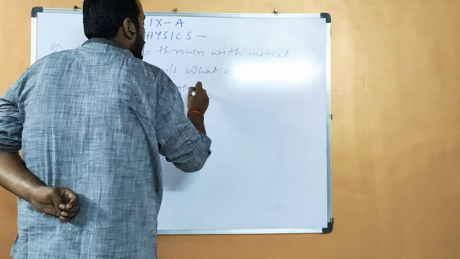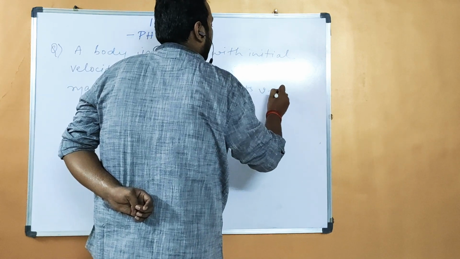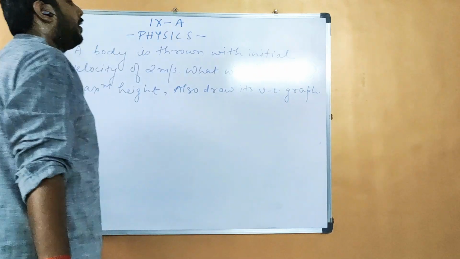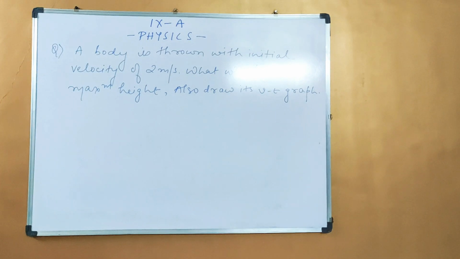Also draw its VT graph. This is the question that I want to teach you all. It is a very important one. A body is thrown with an initial velocity of 2 meters per second. What will be the maximum height? Also draw its VT graph.